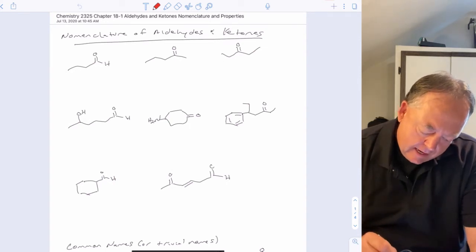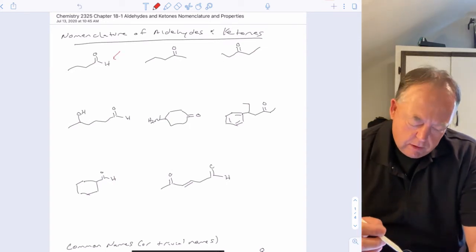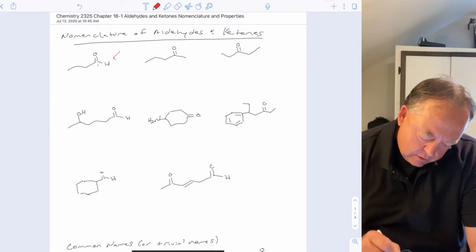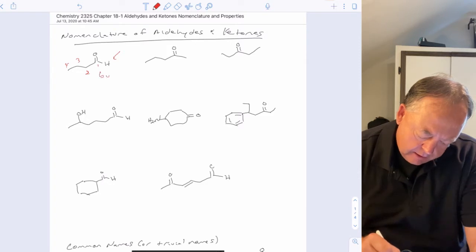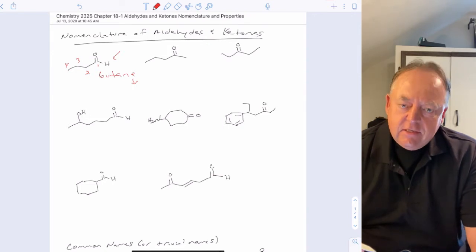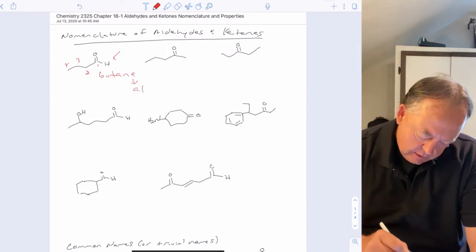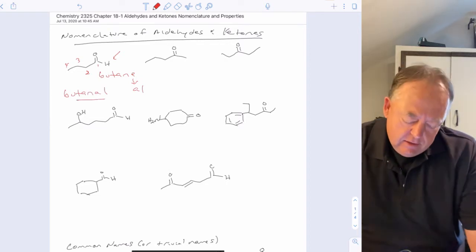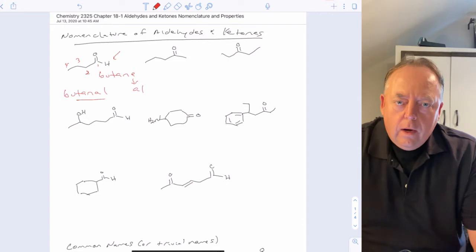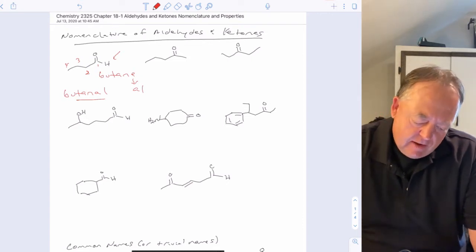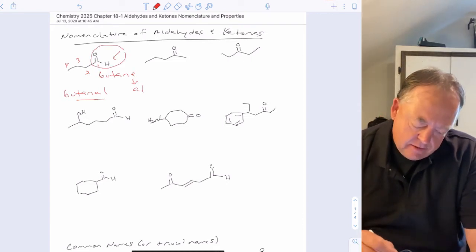If you remember, an aldehyde has a hydrogen on a carbon-oxygen double bond. To name it, 1, 2, 3, 4 carbons, so the parent would be butane. To name an aldehyde, just change the E ending to AL. So that would be butanal. You don't have to say butan-1-al or 1-butanal, because by definition, aldehydes have to be at the end of a molecule, because it's got to have a hydrogen at the end, so there can't be another carbon there.